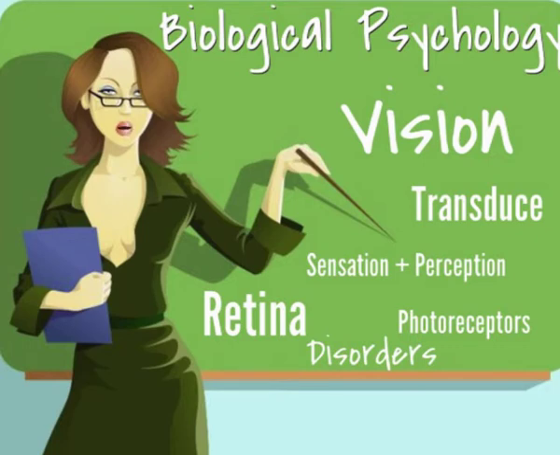Sensation is any information we bring in through our senses: hearing, smell, vision, taste, touch. Our brains only know how to process neural impulses. So right now we're going to talk about vision.